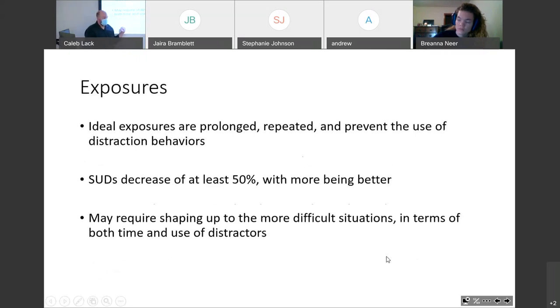And we want to do these over and over again. Prolonged, repeated exposures where you prevent distraction. Because people who have anxiety are very, very good at distracting themselves and escaping situations and avoiding situations. So a kid might try to strike up conversation, or they might start humming, or they might start crying, or they might start trying to argue with their parents. All of which is designed to take their focus away from the object that's causing them distress and the fact that they're not completing their compulsion.